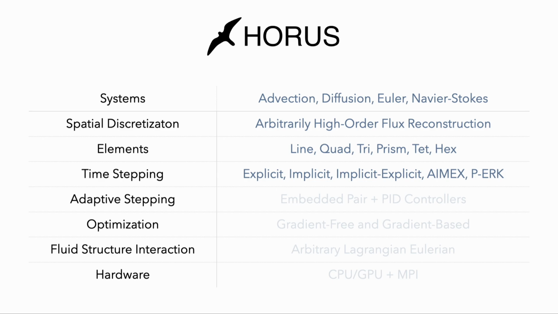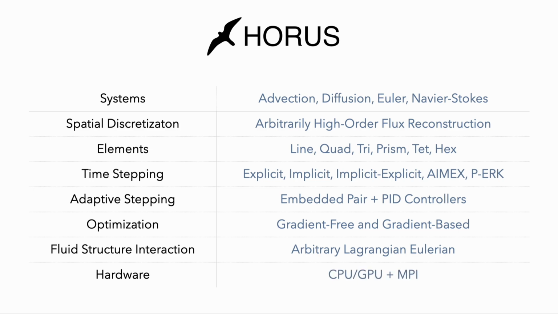We have several different types of time stepping that we can do, so explicit, implicit, IMEX, AMEX, as well as what I'm talking about here, which is these P-ERK schemes. We have adaptive time stepping through embedded pairs and PID controllers. We can do gradient-free and gradient-based optimization of steady problems as well as LES or DNS. We can do fluid structure interaction, so we can have moving and deforming domains through an ALE formulation. And all of this is implemented in a combination of C++ and CUDA, which means we can run on CPUs and GPUs, and parallelism through MPI.